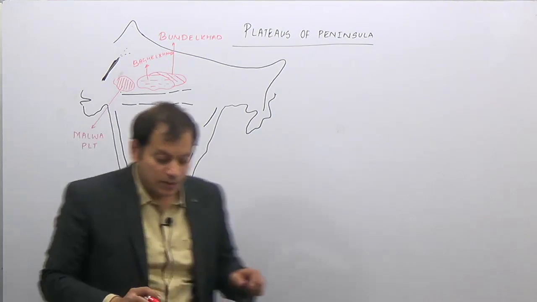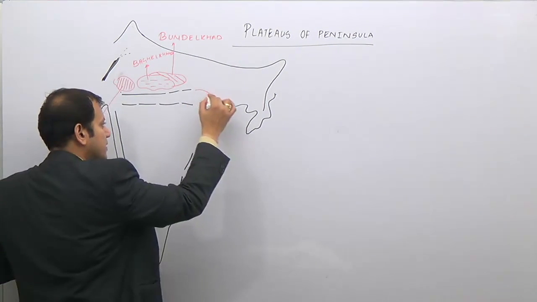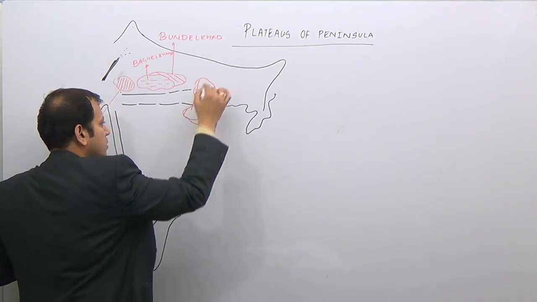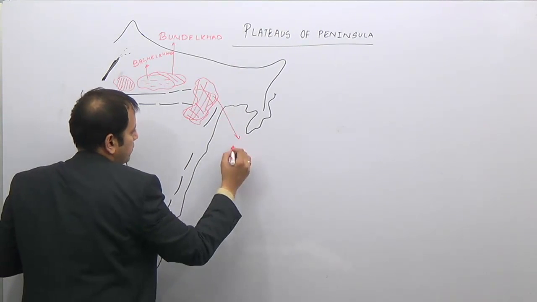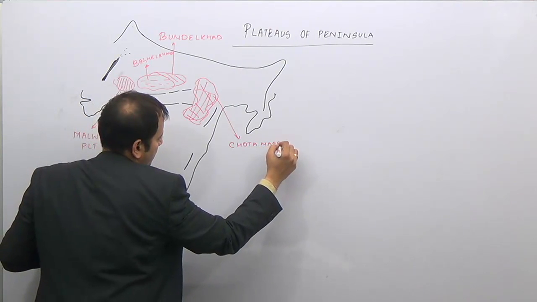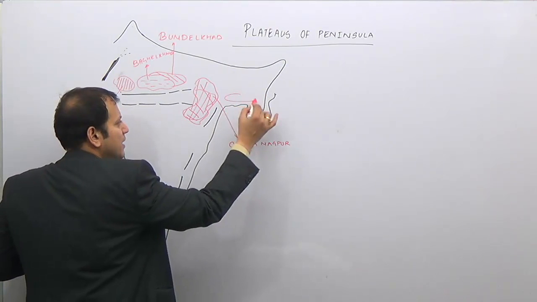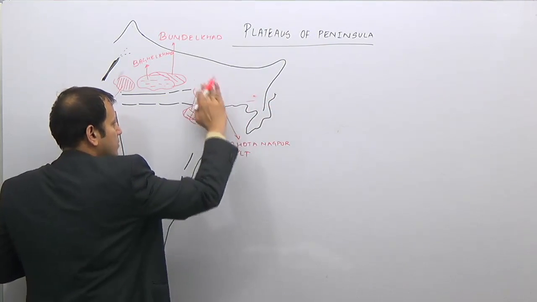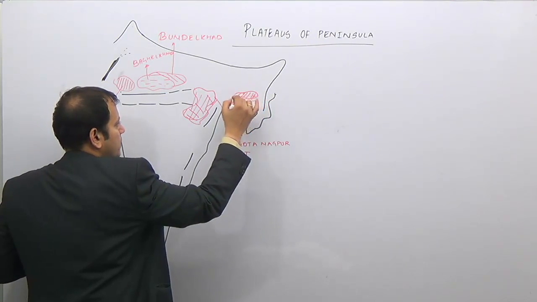This plateau to the northeast is the Chota Nagpur plateau region. This plateau here to the northeast is the Chota Nagpur plateau region. This plateau here is known as the Meghalaya plateau, so here you have the Meghalaya plateau.